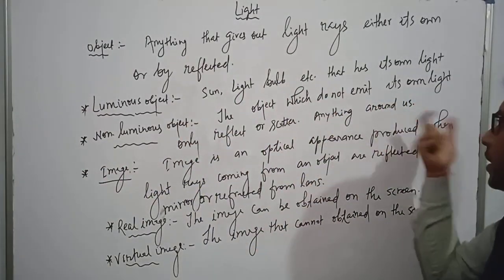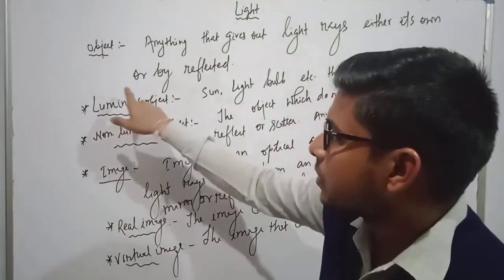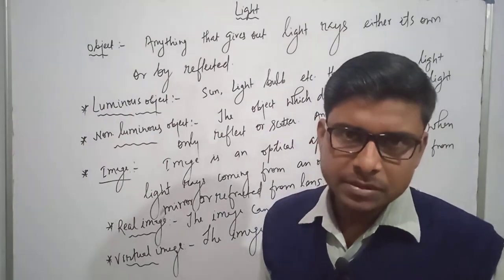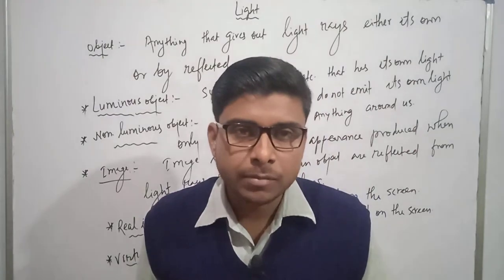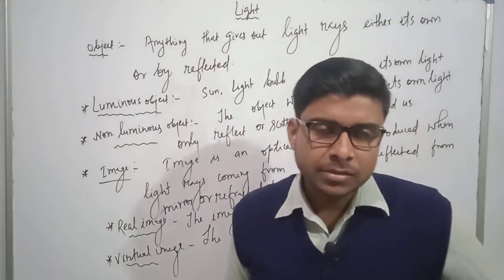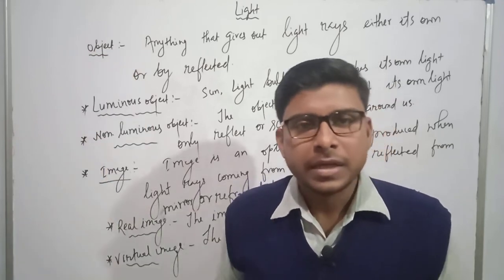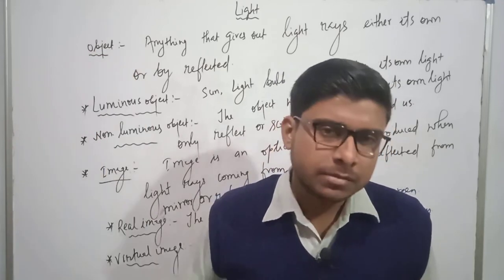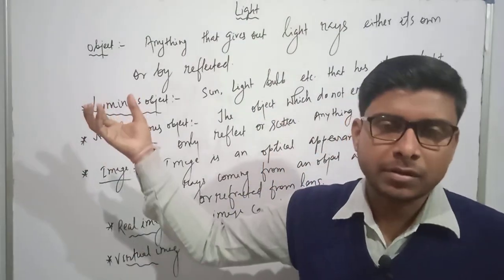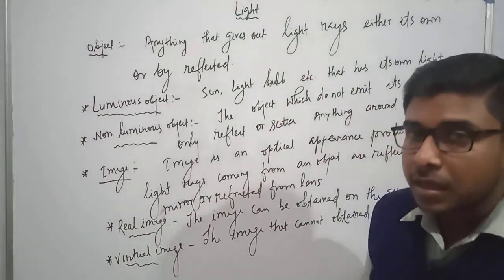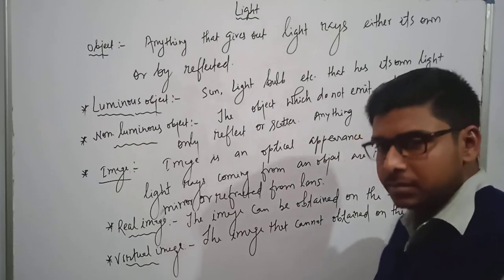Anything around us that is non-luminous glows by using another object's light. For example, a heavenly body like the moon glows by using the light of the sun, because a certain amount of light falls on the moon and is reflected, and that reflection makes the moon visible. That means it is a non-luminous object. Now the next term we must know is image.